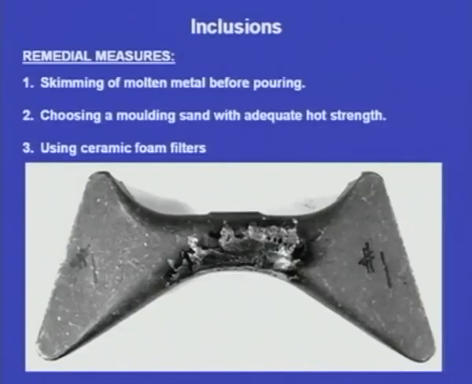What are the remedial measures? Because we have seen that this inclusion will be arising because of the slag or oxides present in the molten metal, skimming of the molten metal is necessary. When we skim the molten metal, the oxides and slags will be segregated, and choose a molding sand with adequate hot strength.